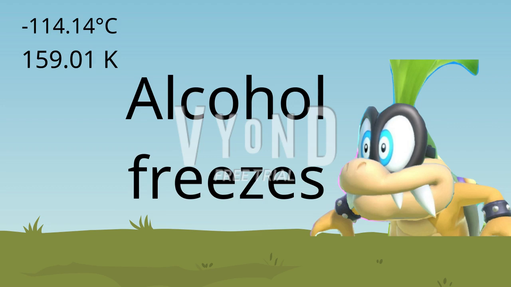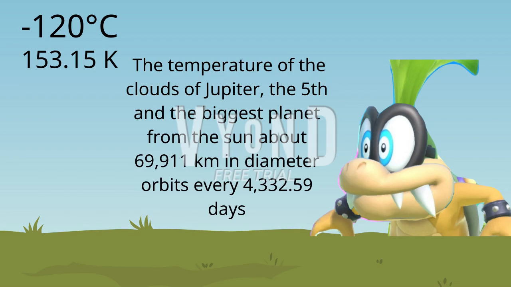The temperature of the clouds of Jupiter, the fifth and the biggest planet from the Sun, about 69,911 kilometers in diameter, orbiting every 4,332.59 days, is -120 degrees Celsius, or 153.15 Kelvin.